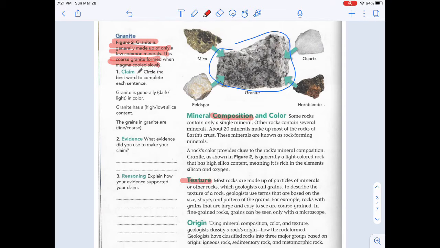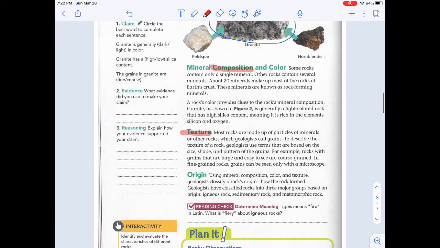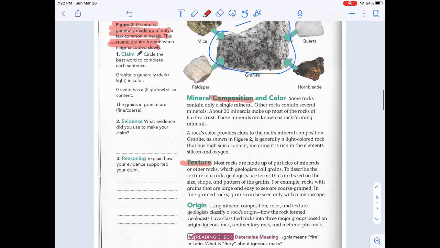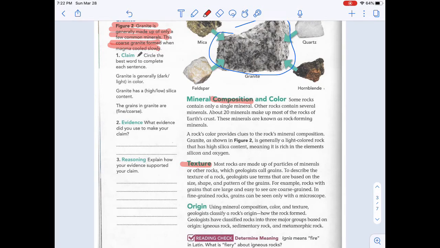So if we look at this as granite right here, you have to kind of judge. There are darker colored minerals and lighter colored minerals, but which of those do you see more of? Okay. It says granite has a high or low silica content. So silica is typically found in the mineral quartz and also feldspar. And if you read about that on this page, you'll be able to see what minerals and how much silica content granite will have.